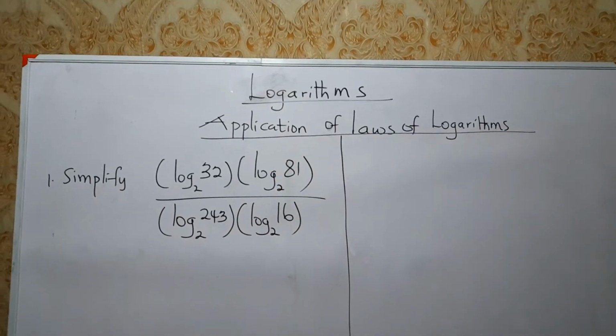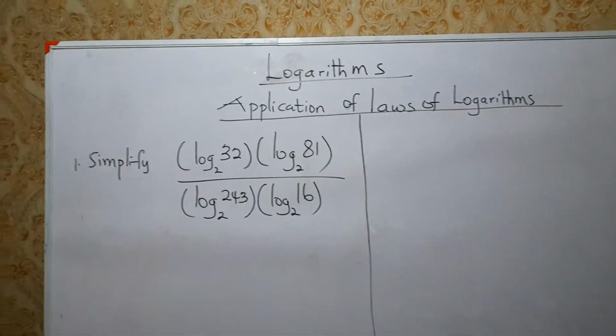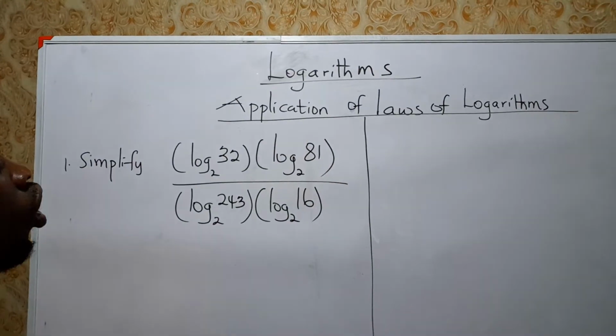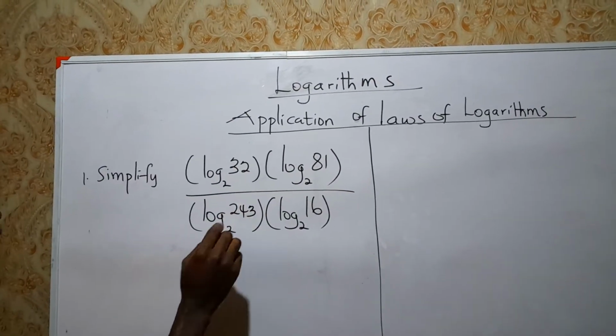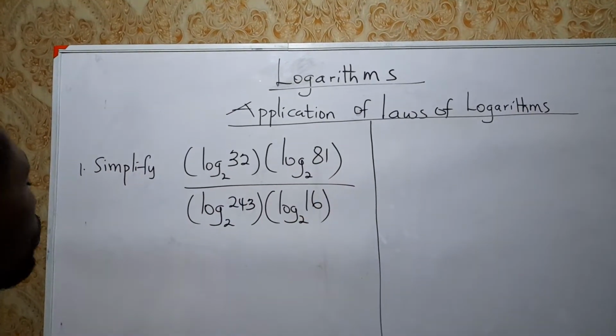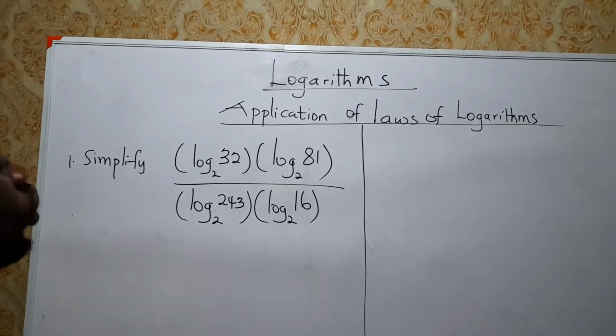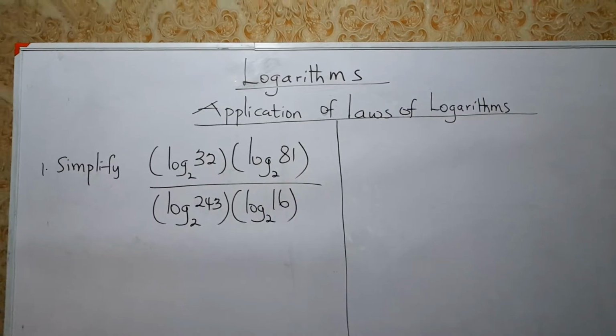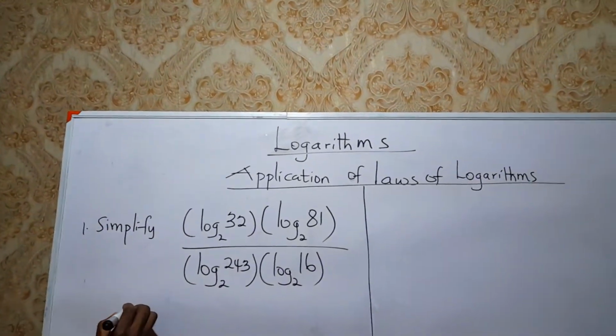So let's solve our first question. It says simplify log 32 base 2 times log 81 base 2 all over log 243 base 2 times log 16 base 2. So what we need to do is write all these numbers in index form. So what will we have?